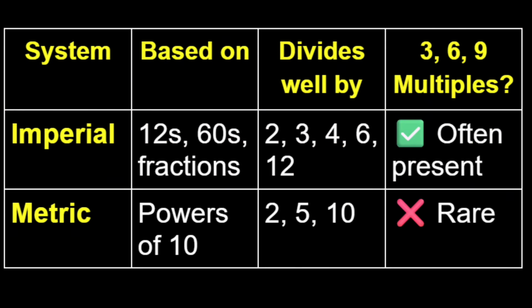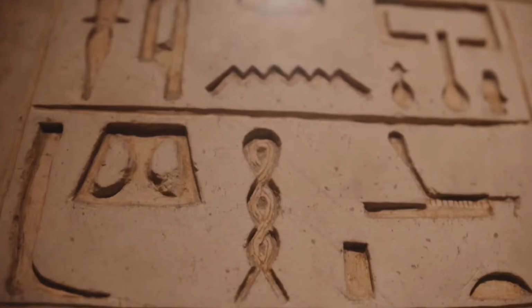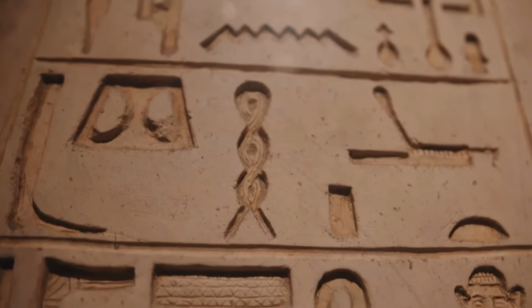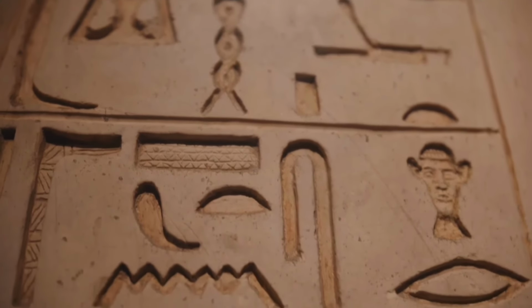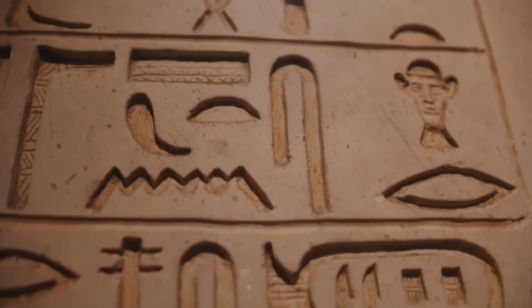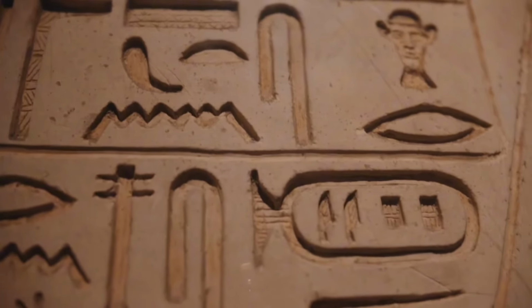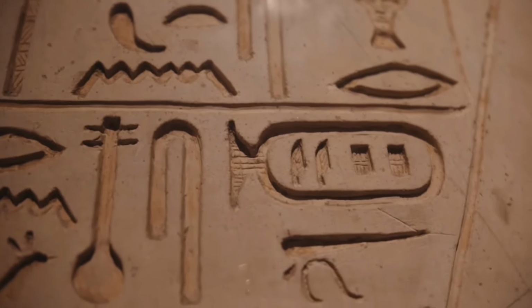This could explain why many measurements in the imperial and other traditional measurement systems contain patterns involving 3, 6, or 9. However, rather than diminishing their significance, the fact that ancient cultures built these systems around such numbers actually reinforces the importance they placed on their unique mathematical and symbolic properties.